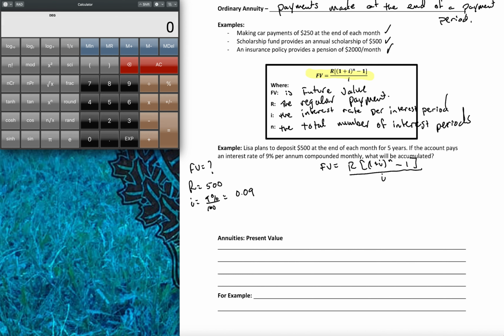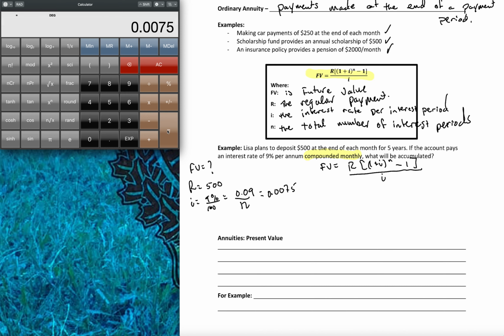0.09. Now, there's one other thing here. It gets compounded monthly, which means you're earning a small percentage of that 9% every month, right? And so you're going to have to take the 9% and divide it by 12, which should equal, if we go 0.09 divided by 12, 0.0075.